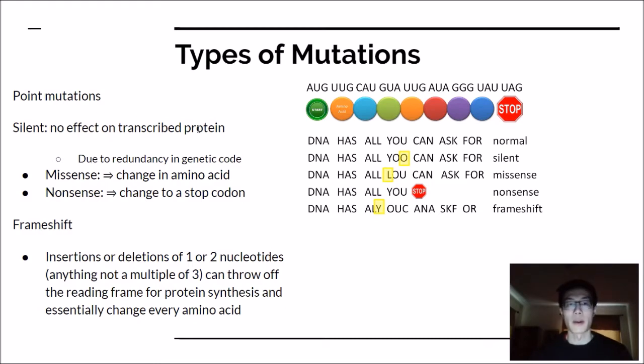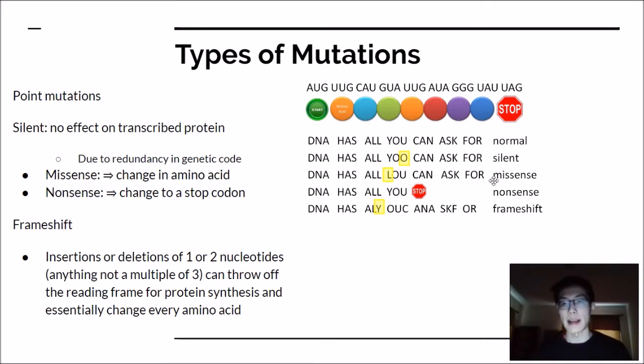Remember, think back to our genetic table, our amino acid table. You can see that for a lot of amino acids, there is a bit of redundancy within the code. Due to the redundancy of the genetic code, one single point mutation might not have an effect on the amino acid that's going to be put into that place, which makes it a silent mutation.